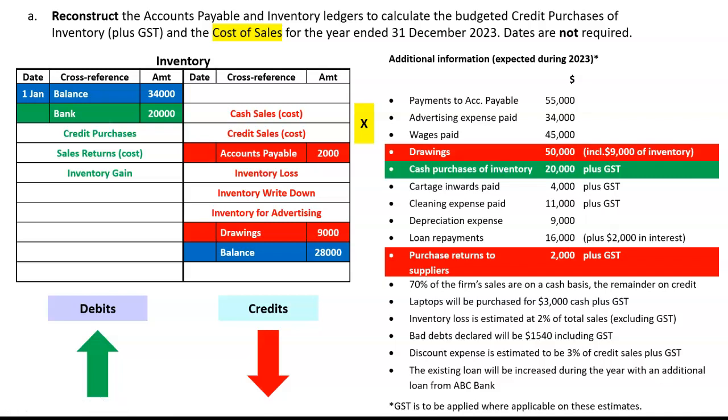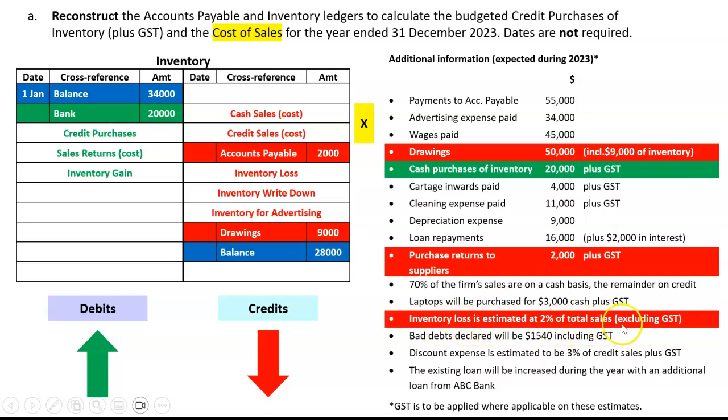You should try and get it right because you might need it for other questions, but it's not a big deal here. 70% of the firm's sales are on cash. I'm going to need that for this part, but not really. Laptops, no. Here we go. Inventory loss, 2% of total sales excluding GST.